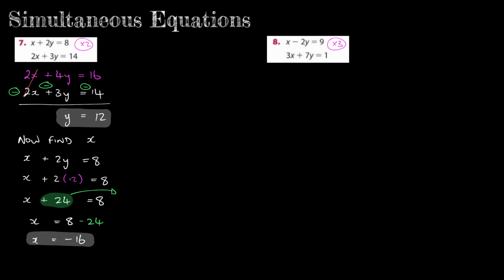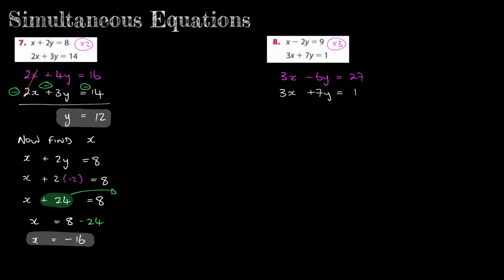So for question 8, we're going to start off by looking at it and seeing, will we get rid of the x's or will we get rid of the y's? In this case, it makes sense to get rid of the x's because all I need to do is multiply the first equation by 3. So if I multiply the first equation by 3, I'll get 3x minus 6y equals 27. The second equation stays the same, and that's 3x plus 7y equals 1.